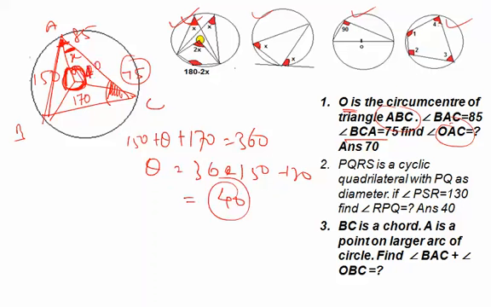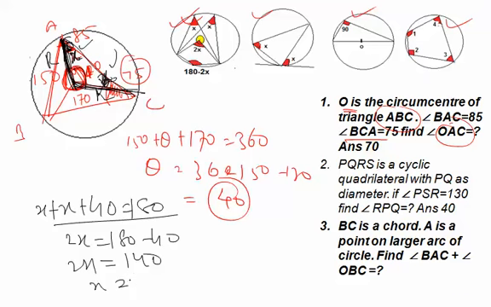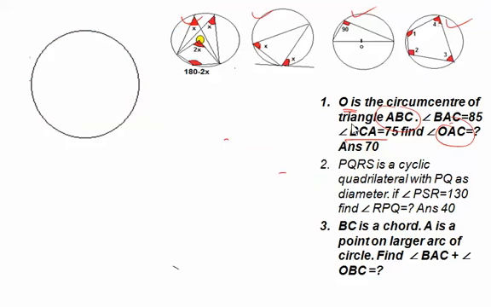Now please observe this triangle AOC. In this triangle, this is a radius, this is also a radius, so these are two equal sides. Angles opposite two equal sides are also equal. So if this is x, then this will also be x. In this triangle, x plus x plus 40 is always 180, because the sum of angles of a triangle is always 180. So 2x is equal to 140, and x will be 70. So the answer is 70.